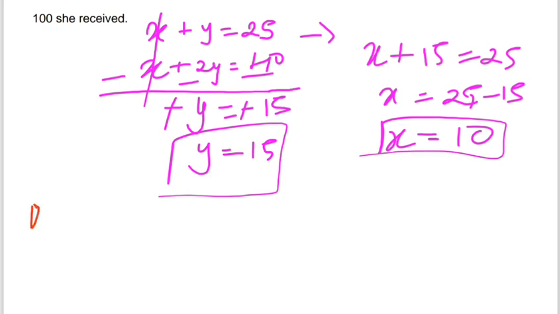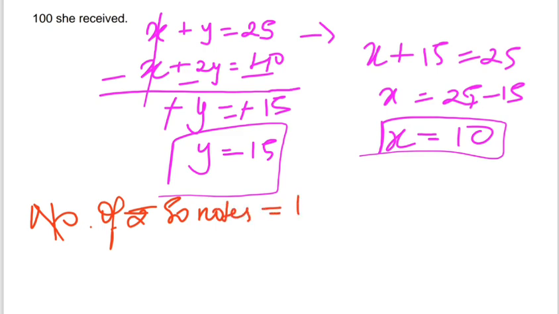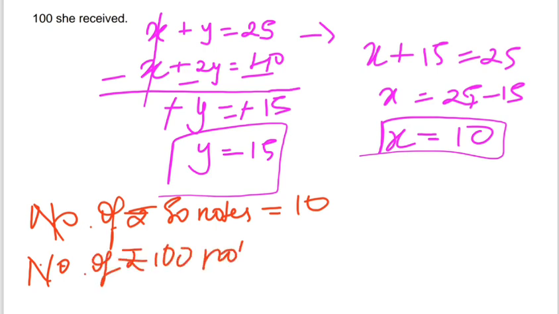So we can conclude that the number of rupees 50 notes is equal to 10, and the number of rupees 100 notes is equal to 15. You can simply check whether your answer is right or wrong by applying it in the equations, so that LHS and RHS will be equal.